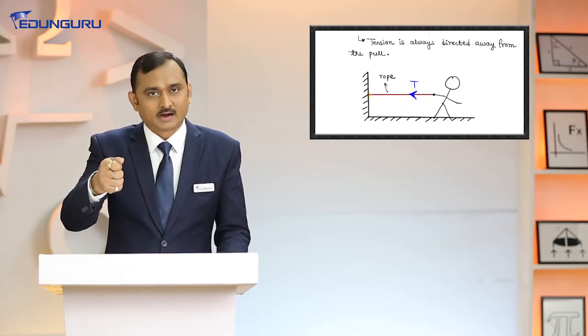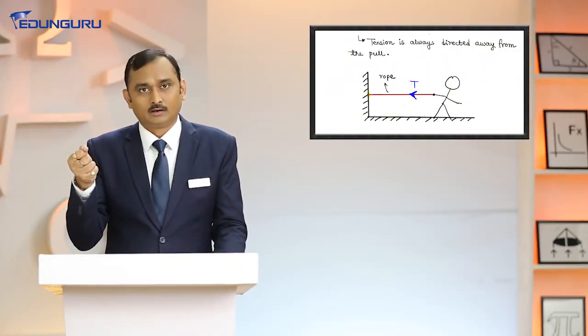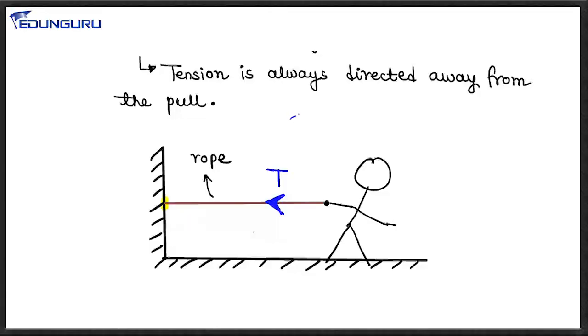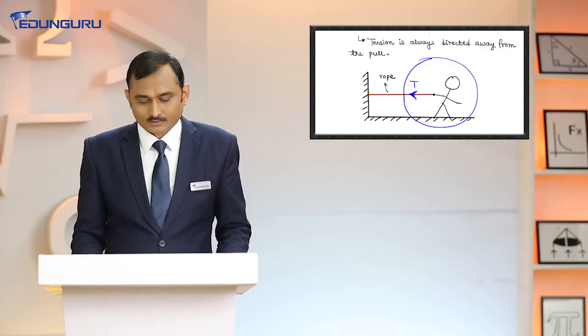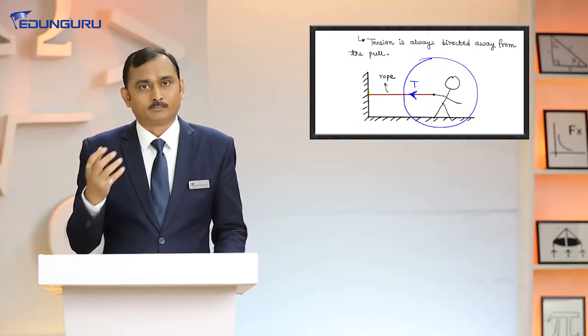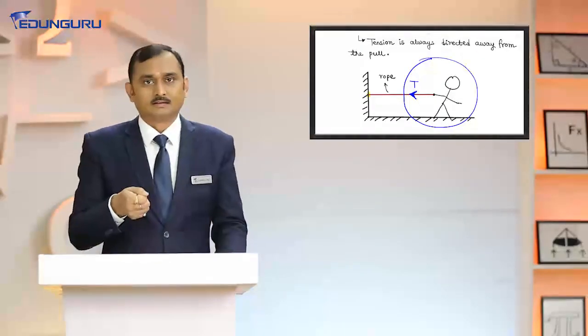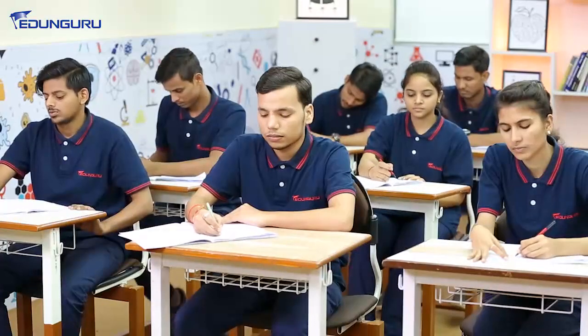So the man was trying to pull this rope away from the wall, but you can see here that the tension in the rope, or the pull experienced by this man, is towards the wall. Please remember, the tension is always directed away from the pull, right? If we are pulling the rope towards us, the rope will exert a force on us. So that is the tension here.